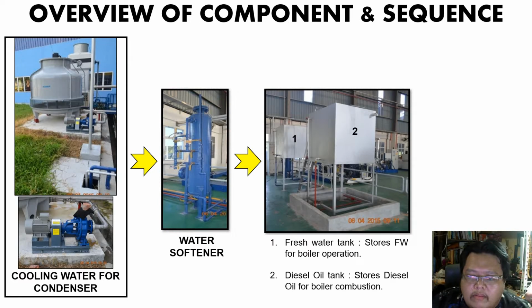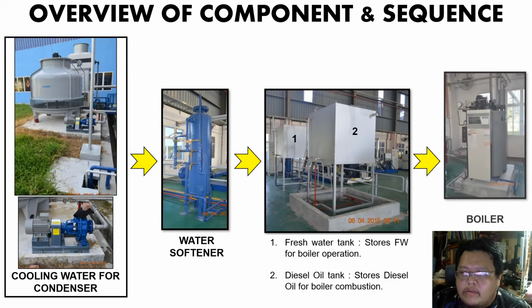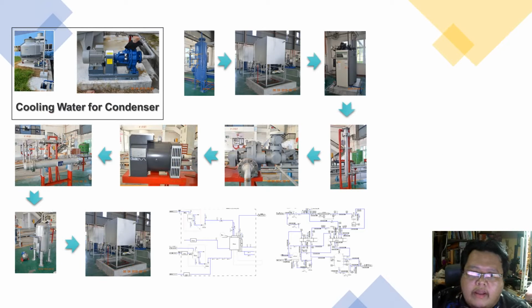After the water is stored in the fresh water tank, the water will be transferred to the boiler. This is the boiler. The boiler will run the process for producing saturated steam. The next step will be explained by my colleague, Miss Mariani. So I will pass over to her.